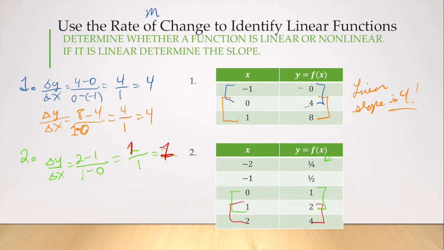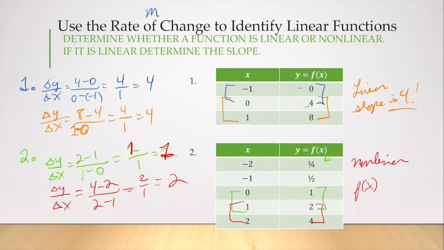Now in red, I have my change in y over my change in x. That's going to be 4 minus 2 over 2 minus 1, which is 2 over 1, which is 2. So this is a nonlinear function. It's actually an exponential function. This is f of x equals 2 to the x, and we'll talk about that later.